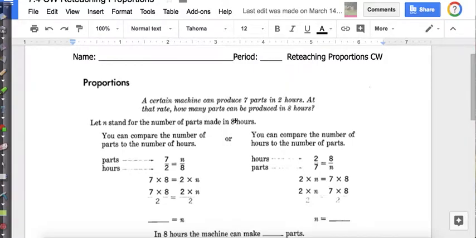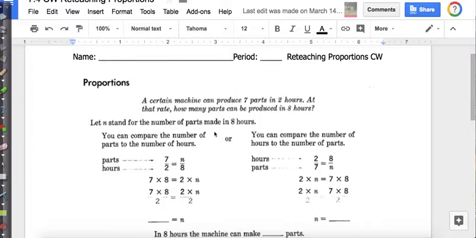To my video on reteaching proportions classwork. Now, I know this is a classwork assignment, but I decided to do this as a guided classwork assignment. So that is why I'm making a video for this. So let's look at the example at the top.